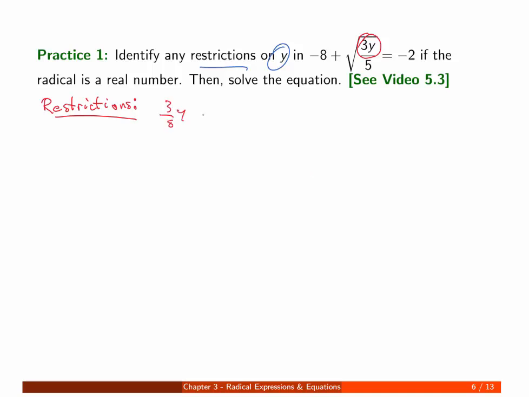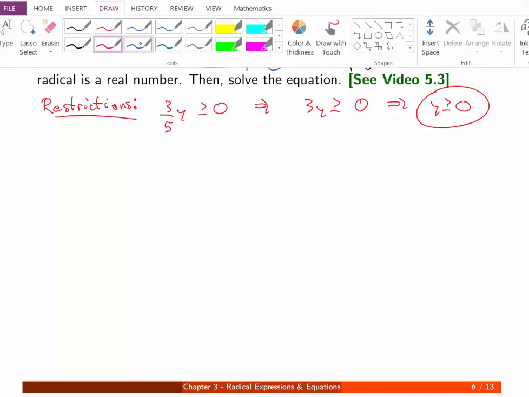3 over 5 y has to be greater than or equal to 0. That is a 5. It looks like an 8, but that is actually a 5. I just cannot write. There we go. First of all, you multiply both sides by 5. This will give you, that implies 3y is greater than or equal to 0. And you can guess where this is going. y has to be greater than or equal to 0. Okay, we didn't just do this for fun. When we solve this, you have to make sure your solution satisfies the restrictions. So there's a point to this.